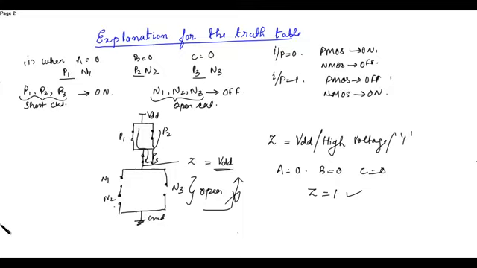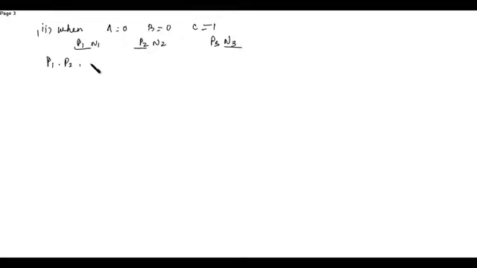Now let's see the second condition, that is when A is equal to 0, B is equal to 0 and C is equal to 1. Again this is P1 N1, this is P2 N2, this is P3 N3. When 0 0, then P1 will turn on. When the input is 1, then NMOS will turn on. So in this case P1, P2 and N3 will turn on.